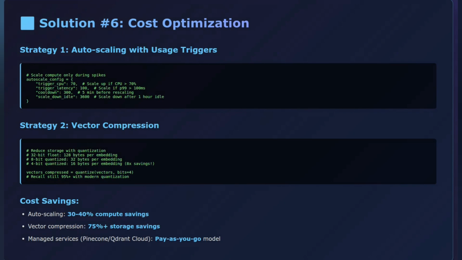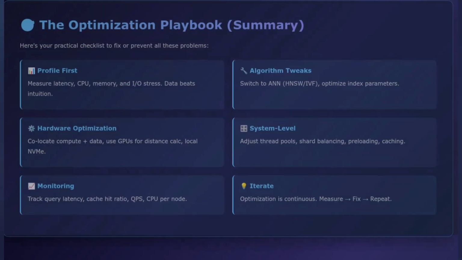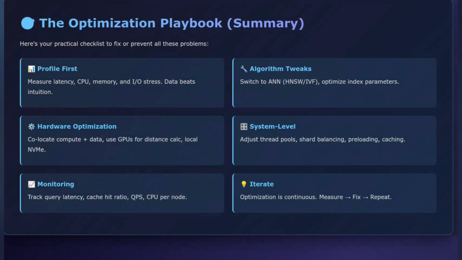Strategy 3. Managed services. Run on Pinecone, Qdrant Cloud, or Weaviate Cloud instead of self-hosting. They handle infrastructure optimization. You pay per query or per gigabyte stored. Often cheaper than managing your own cluster. Result? Cut infrastructure costs in half or more. Keep the same performance.